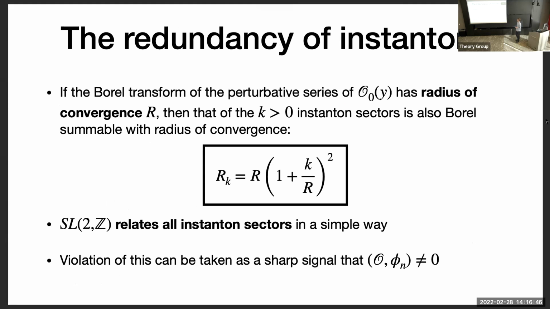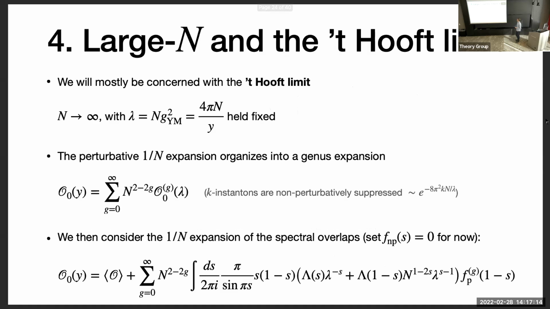I'm going to skip this slide in view of time. The basic upshot is that SL2Z tells you that if the zero mode is Borel summable with some finite radius of convergence, then it's also true for the higher instanton sectors. And there's this very simple formula that relates the radius of convergence in the K instanton sector to that of the zero instanton sector. Okay, so it's finally time to talk about large N.